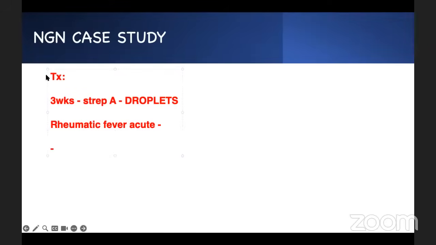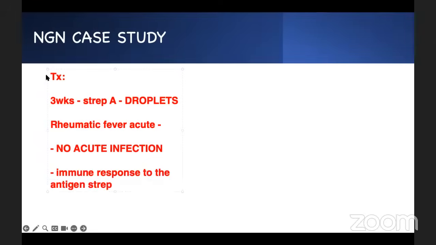Remember, when he comes in with acute rheumatic fever, the kid has no signs of infection. There's no active infection anymore. All you have is an immune response to the strep antigen that has been walking around. So the isolation precaution the kid needs is a standard precaution. If they give it to you, standard precaution.